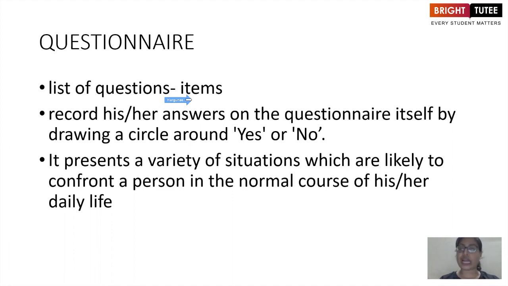He responds to the items given on the questionnaire depending upon the options, response alternatives, which are given. This person records his or her answers on the questionnaire itself by either drawing a circle on it or by ticking whichever option or response alternative is most suitable to him. The response alternative could be a yes or no, could be I always agree, I sometimes agree, etc.